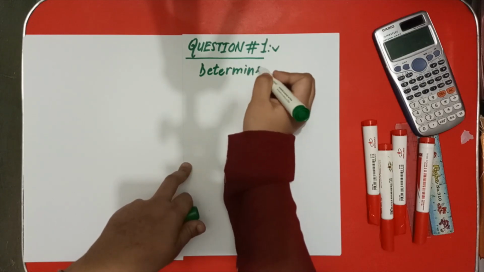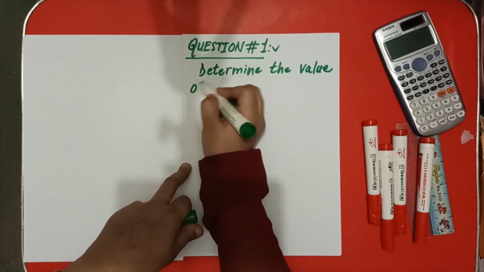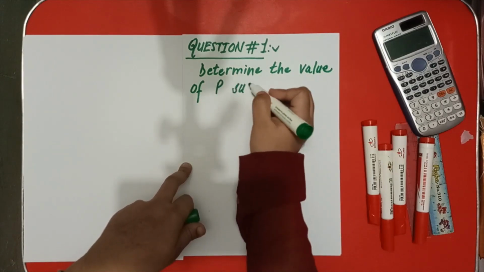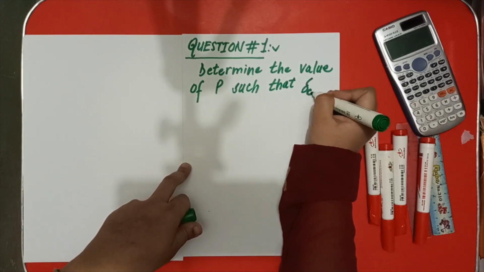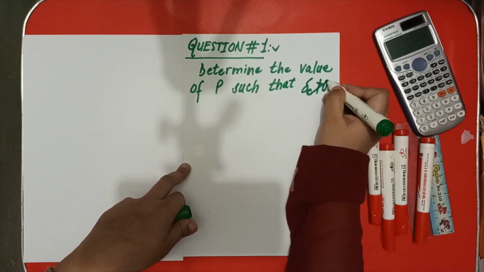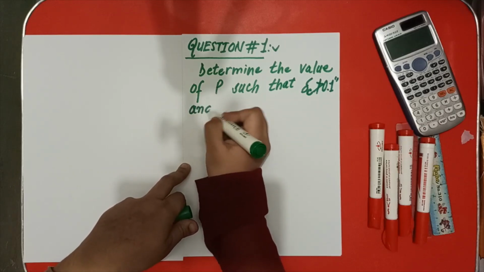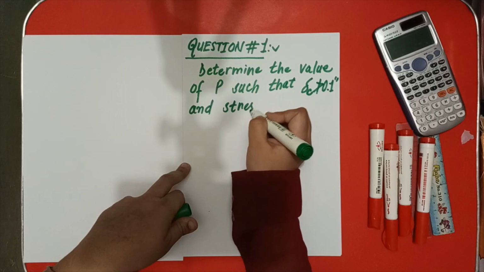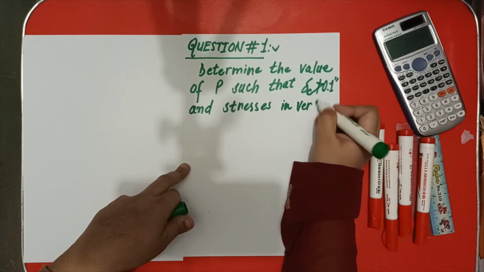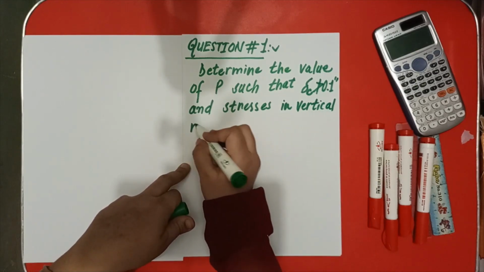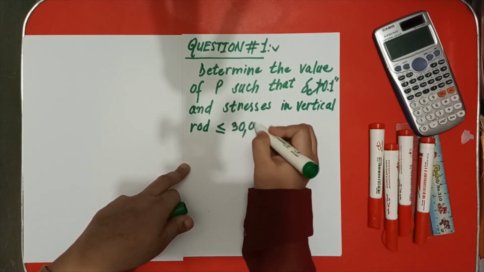Determine the value of P such that delta C is not greater than 0.1 inches and stresses in vertical rod is less than or equal to 30,000 psi.